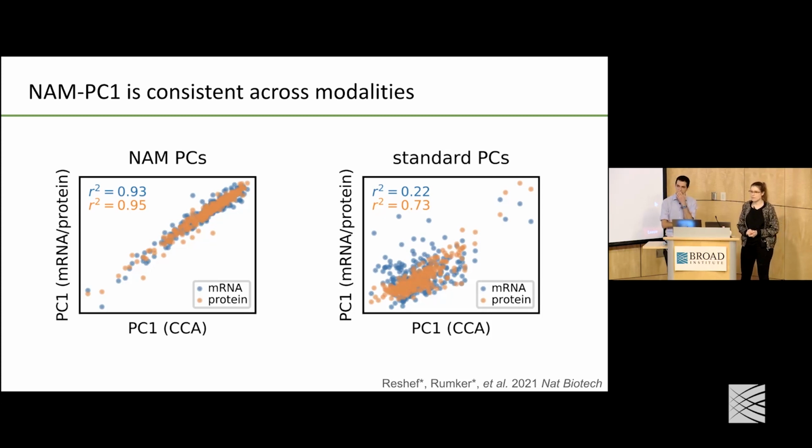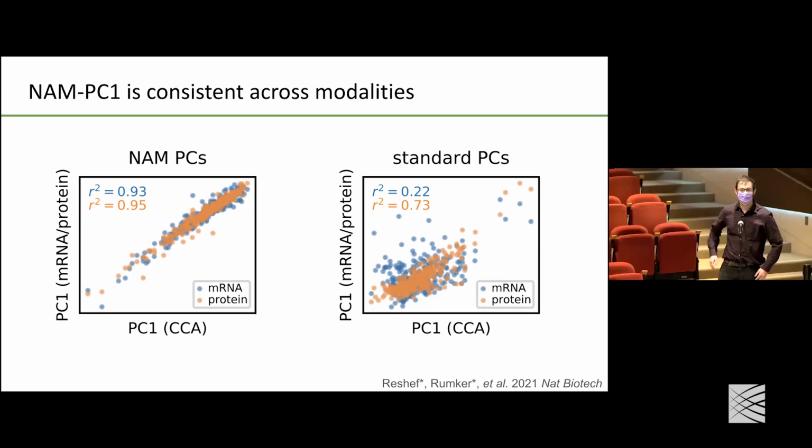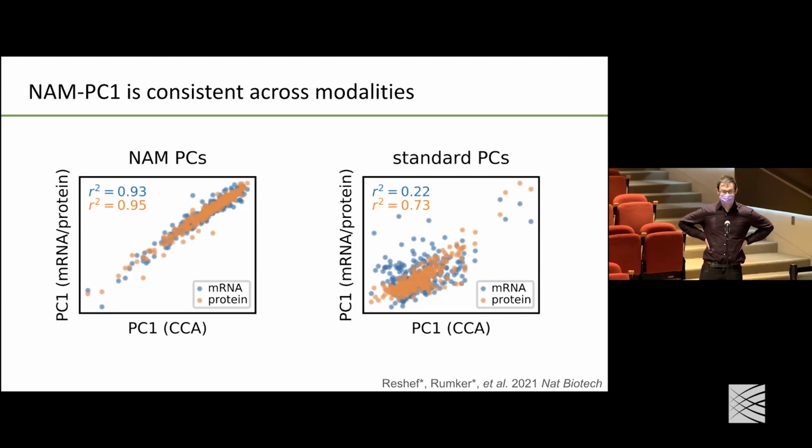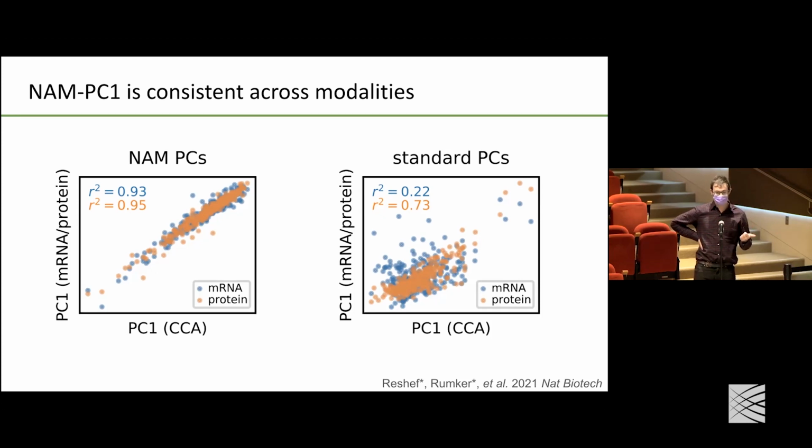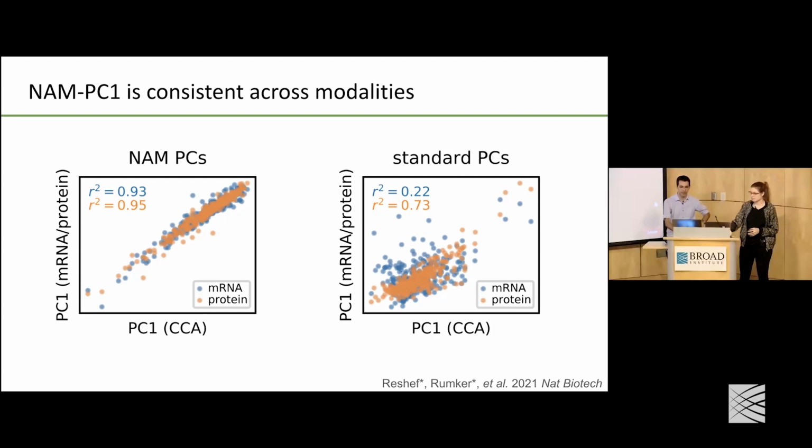Dylan, I just want to check that I'm following along with this graph. So basically what you're saying is you constructed neighborhood matrices based on the ADT, the protein data, based on the RNA data, or based on the CCA. And then you find the PCs of those three matrices, and they agree. PC1 agrees. So you're getting the same PC1, whereas PC1 from RNA data and PC1 from protein data generally don't agree nearly as well. Yeah, that's right.